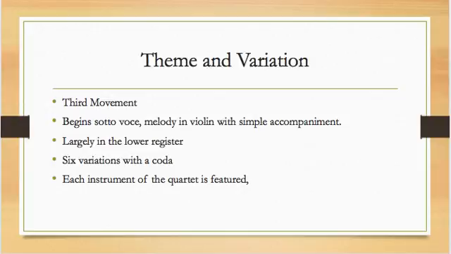The third movement, which is theme and variation, is a slower movement, and it consists of a centerpiece that is just really a nice addition to this whole quartet in general. It's a very rich theme with much longer variations. It consists largely in the lower register. It has actually six variations with a coda, and eventually each instrument of the quartet is featured.